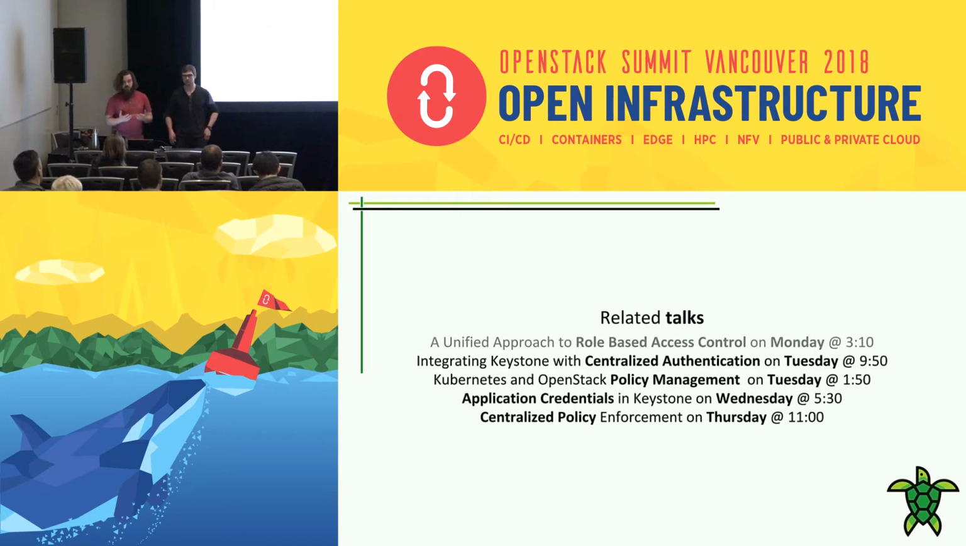There's also several talks. Adam Young is giving a talk on unified approach for RBAC. It's going on concurrently with this discussion. We have an integrating Keystone with centralized authentication tomorrow at 9:50 in the morning. Tomorrow afternoon at 1:50, there's a Kubernetes and OpenStack policy management talk. Application credentials in Keystone, Wednesday at 5:30. And then finally, a centralized policy enforcement on Thursday at 11.